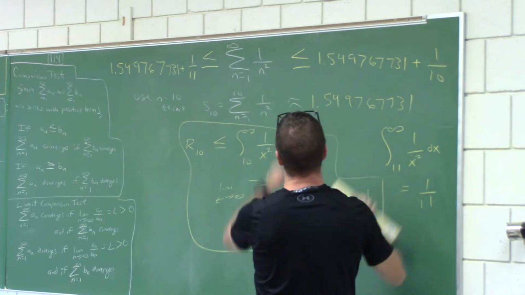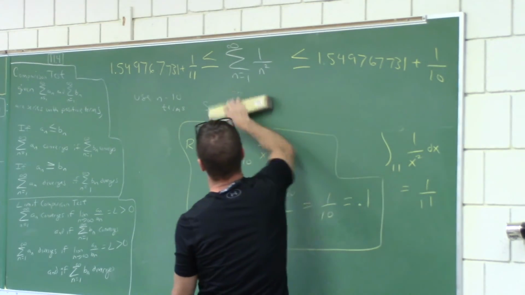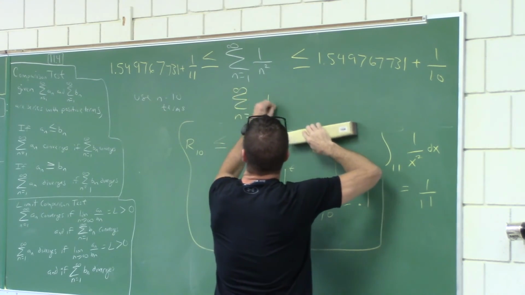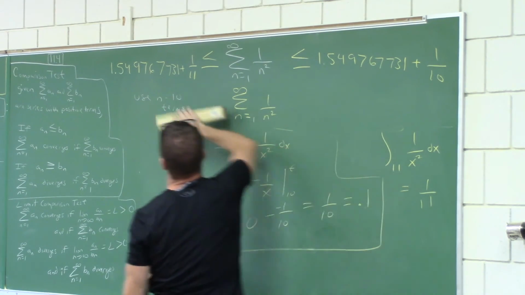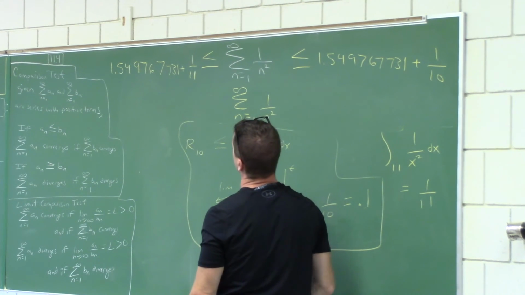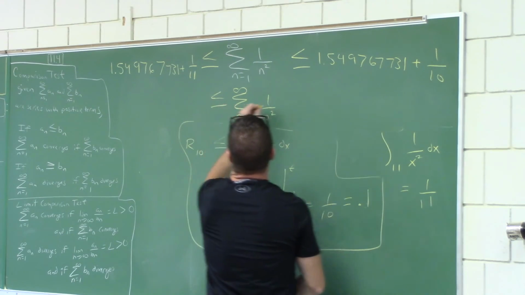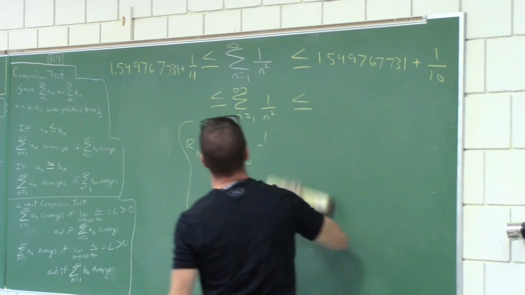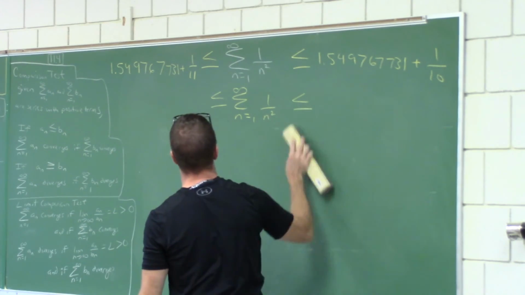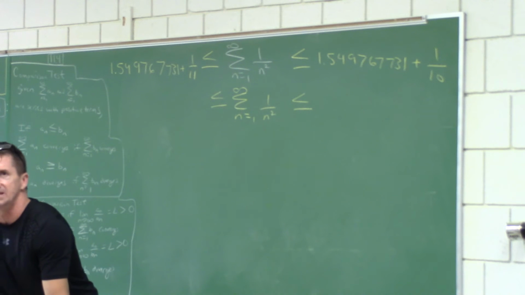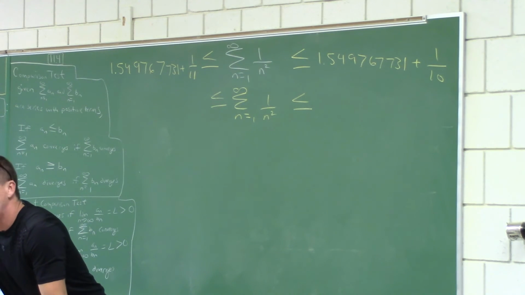We know that that answer right there has to be between, hey, can someone do this for me on a calculator? What is that number right there? What's 1.549767731 plus 1 over 11? You know it's got to be somewhere in here. This is kind of fun to do. We're trying to emphasize that when these sums we're dealing with in this whole chapter 11, a lot of them we don't know the answer to unless it's a geometric series.